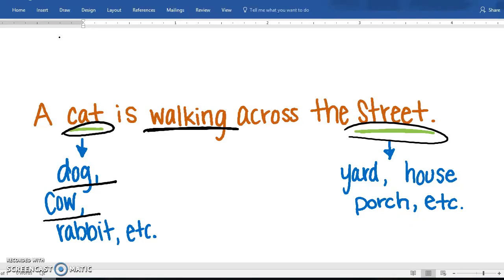It could be a dog, a cow, a rabbit. It could be a person. Anything like that would make sense. That's kind of the goal, is that students understand what would make sense if I plugged it in here.